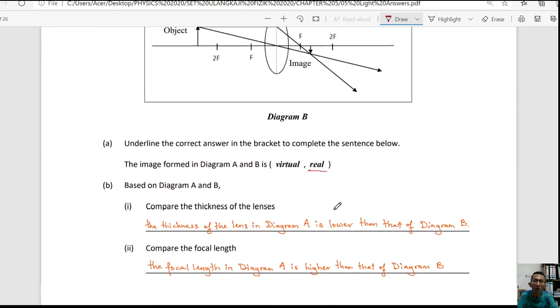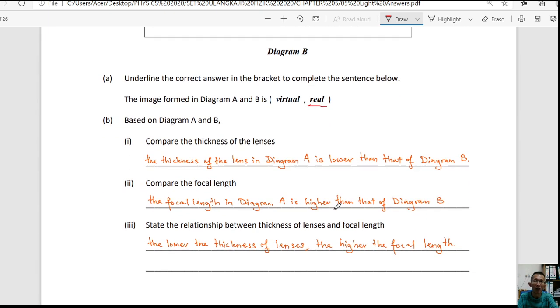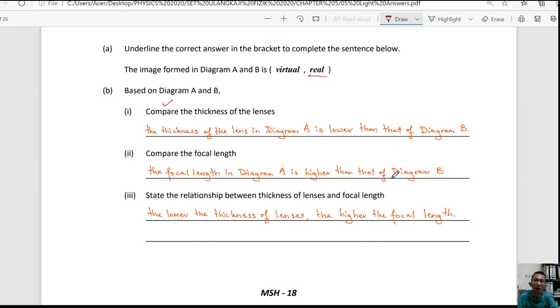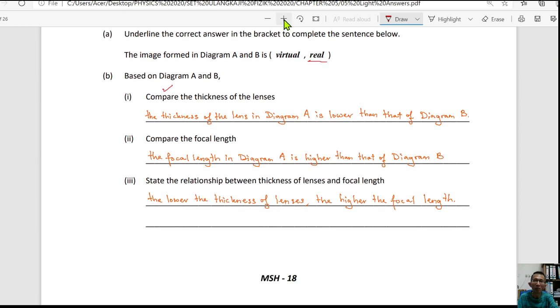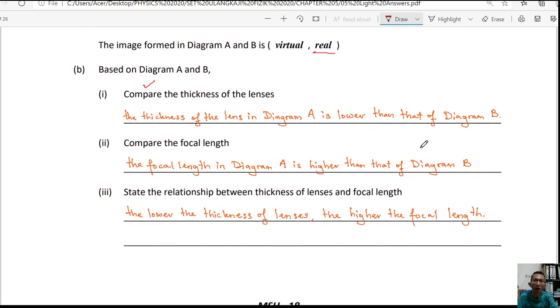Okay, next one, compare the thickness of the lenses. So this is a very easy question. You need to compare the thickness. All right, so how do we answer this question? Remember that you are to compare, so you must write the quantity that you need to compare. In this case, the quantity is thickness of lenses, so you must have this, the thickness of the lens.